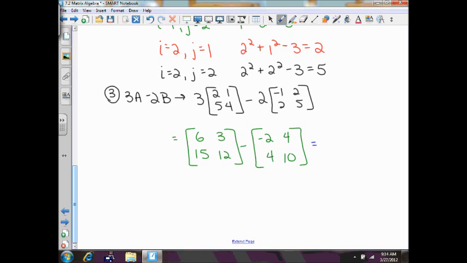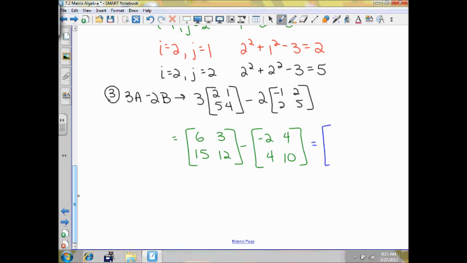Simplifying this further, and I do realize you don't have room for this on your paper, I apologize. We'll have 8, 11, 15 minus 4 is 11, 3 minus 4 is negative 1, and 12 minus 10 would be 2. So here's your answer to number 3.